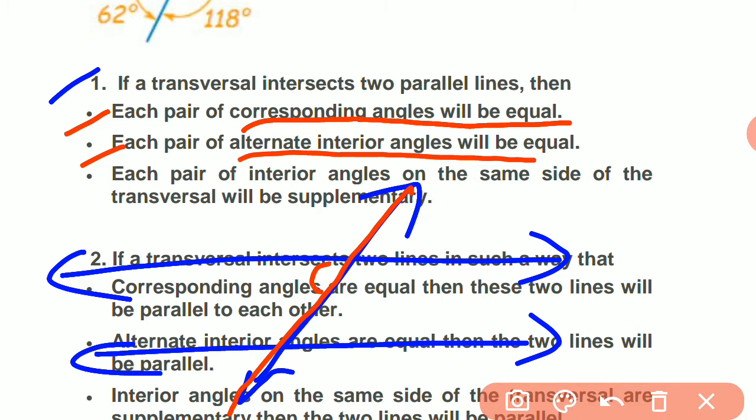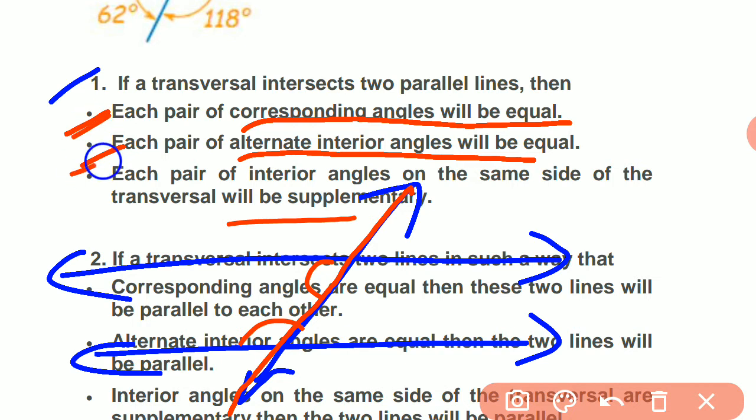And next, each pair of interior angles on the same side of the transversal will be supplementary. It means the sum of these two angles will be 180 degrees. Similarly, this is also on this side. These are the interior angles on the same side of the transversal and their sum will be 180 degrees. That is, they are supplementary.